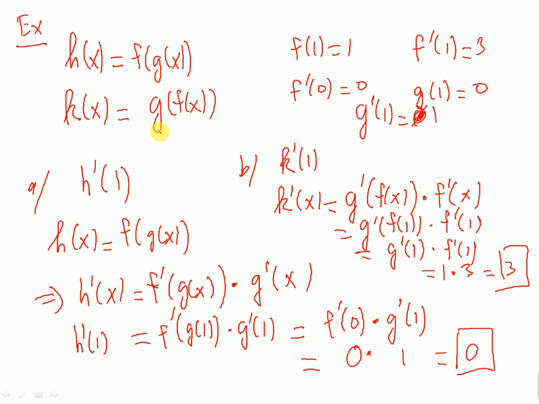So remember, if you have a composite function and you take the derivative of the whole function, take the derivative of the outside function and then multiply by the derivative of the inside function, which is the chain rule.